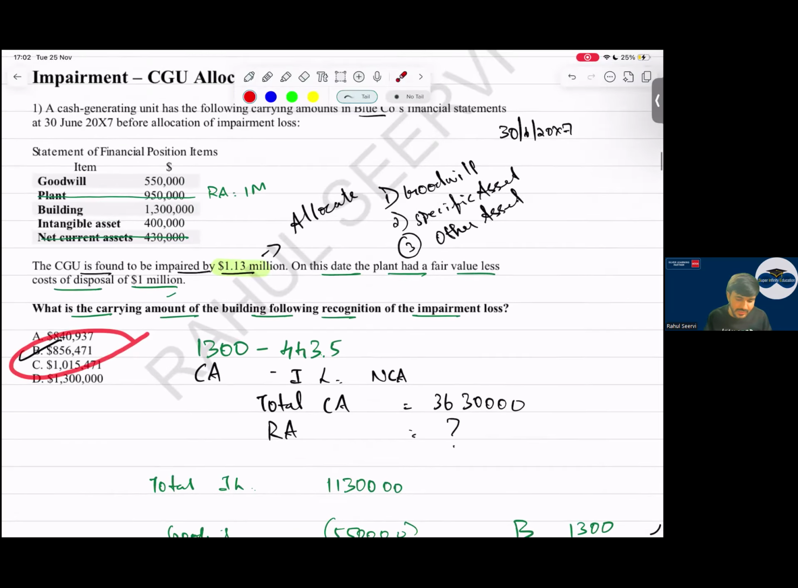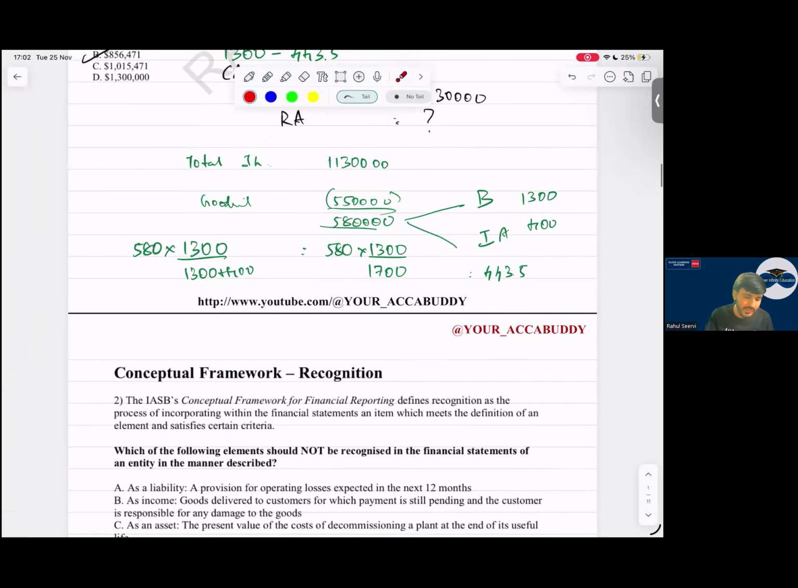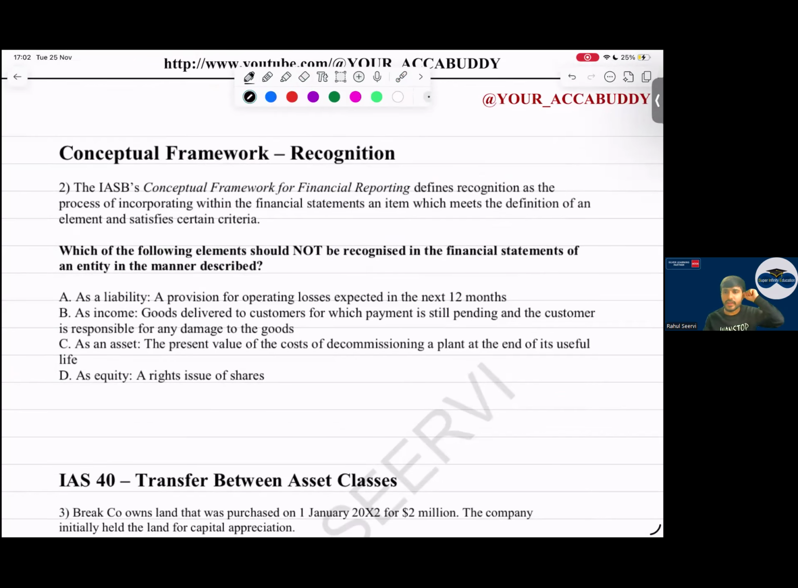So a very easy and simple question regarding CGU. A very simple and easy question. I hope this is clear to everyone. Chalo then, let us start with the next question. The next question is regarding conceptual framework and recognition.